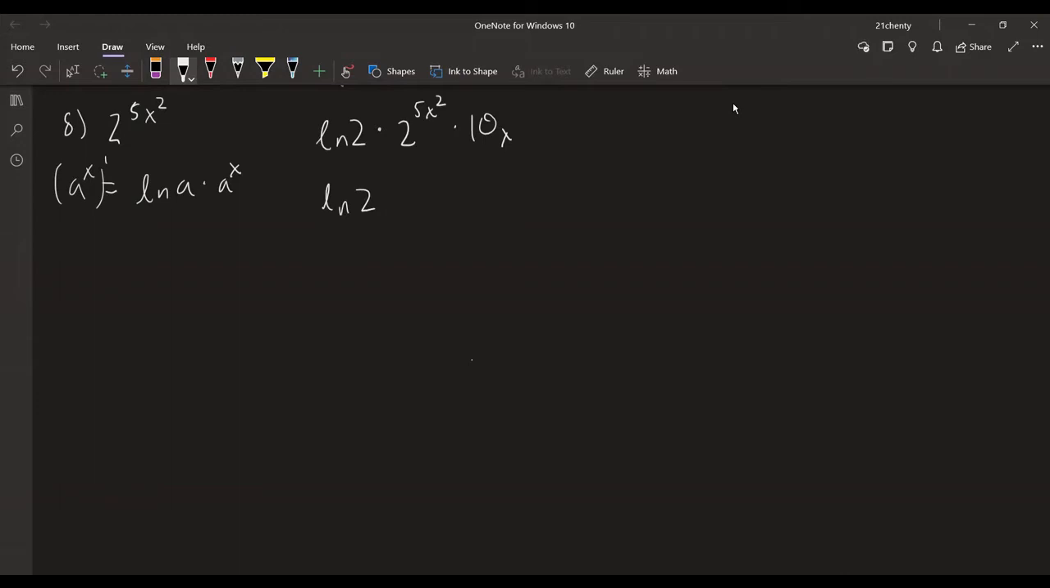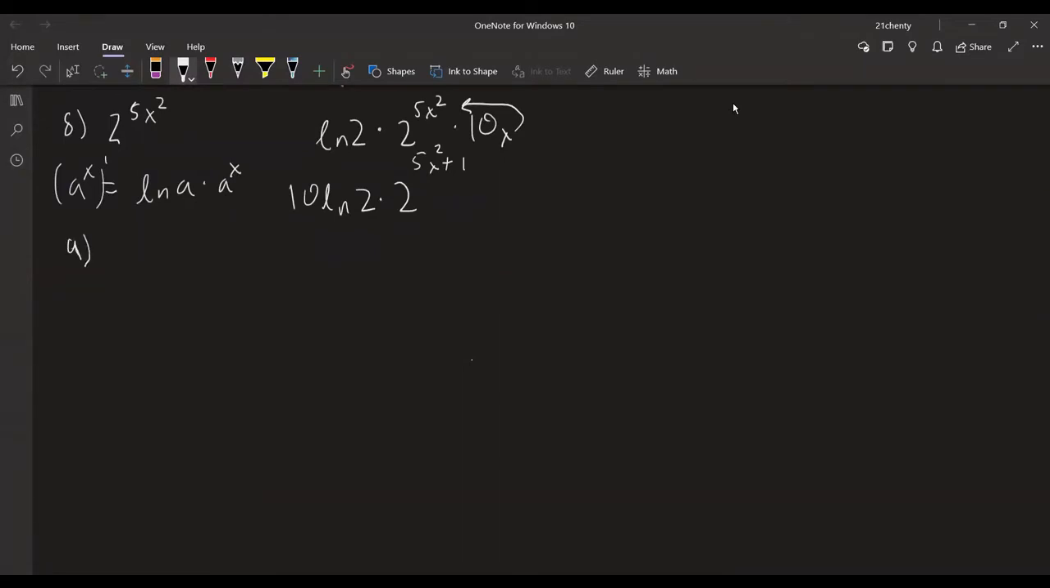By the power formulas, you could also do this and then put the 10 here, just basically moving the x up here. But either way is correct. So yeah, now number 9.